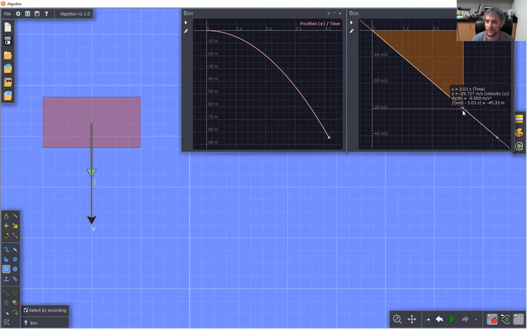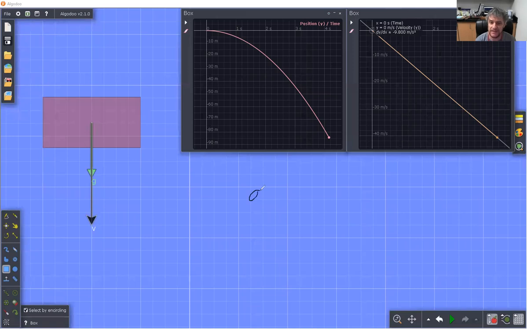At 3 seconds, we're pretty close to negative 30 meters per second. And at 4 seconds, we're pretty close to negative 40 meters per second. So very often, and even on AP exams, we approximate the acceleration due to gravity, which gets a special symbol g, as approximately 10 meters per second squared.